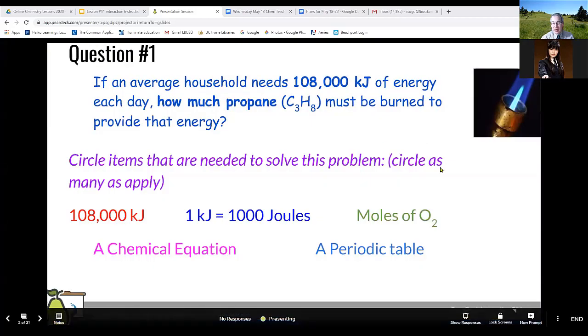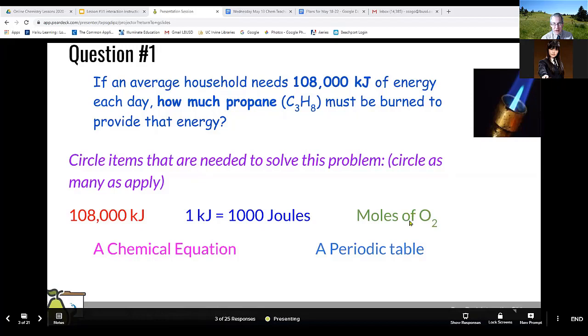Here's an example where I'm asking you to draw a specifically circle. But the question is a typical dimensional analysis type question. If a household needs 108,000 kilojoules of energy each day, how much propane must be burned to provide that energy? So that should look to you like a typical question we've been doing in chemistry with energy and molecules.